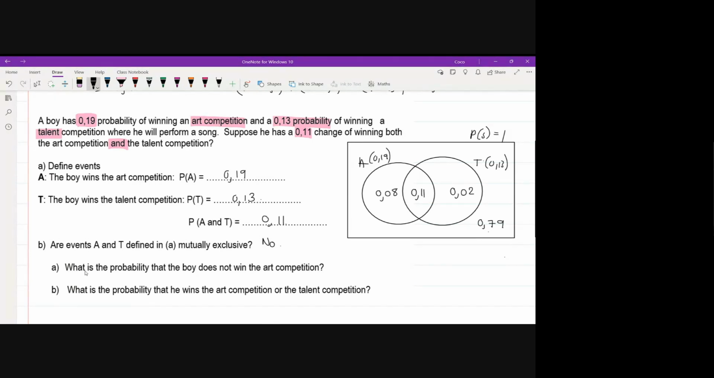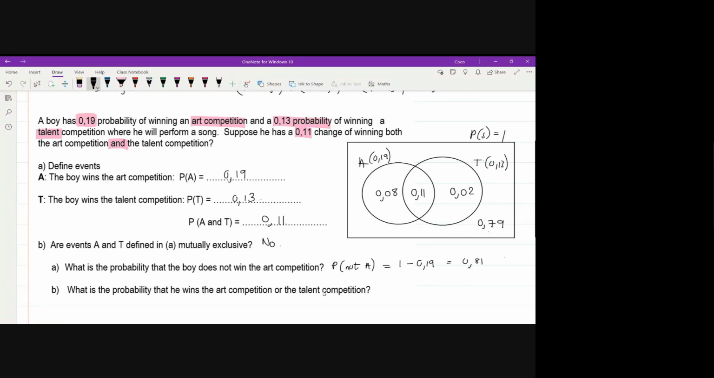It says, what is the probability that the boy does not win the art competition? So they just want the probability of not A, and that's just going to be 1 minus 0.19. This is 0.81.